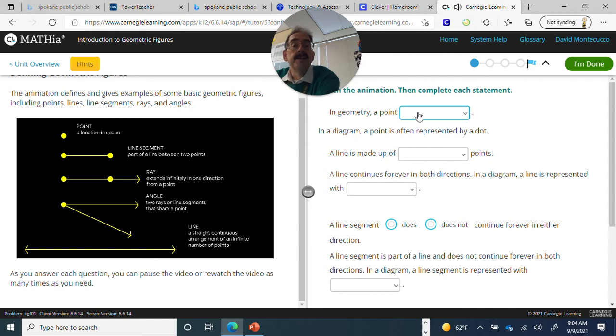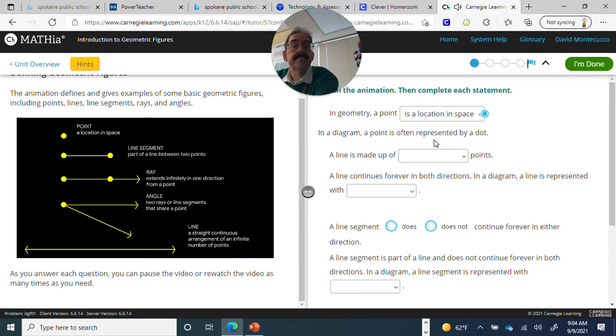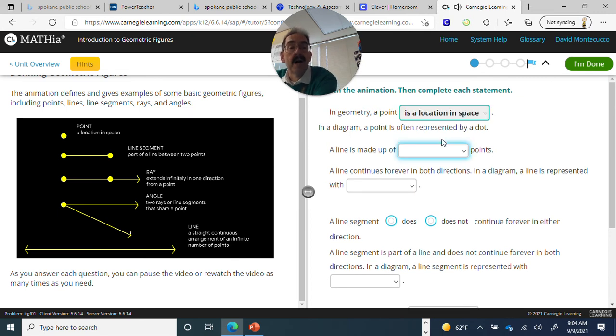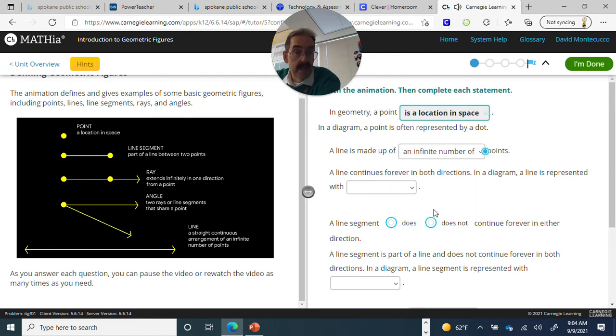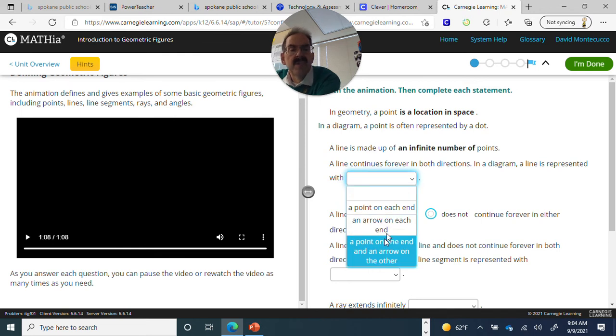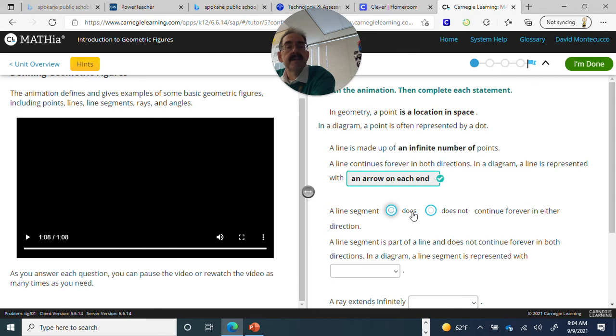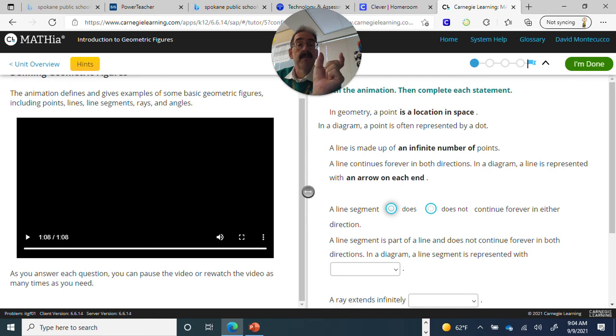In geometry, a point is a location in space. In the diagram, a point is often represented by a dot. A line is made up of an infinite number of points. Okay? Infinite. A line continues forever in both directions. In the diagram, a line is represented with arrows on each end. Okay? A line segment does not continue forever. A segment is a finite amount. Okay? So it does not continue forever.